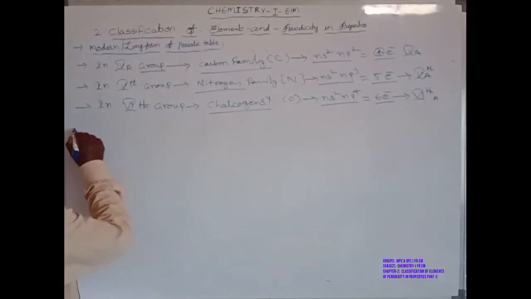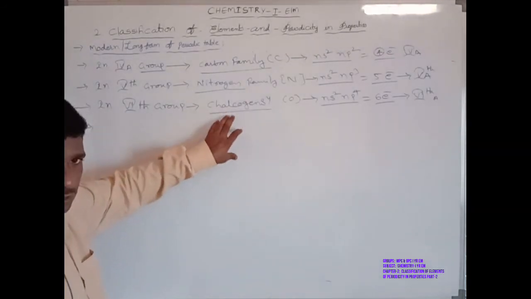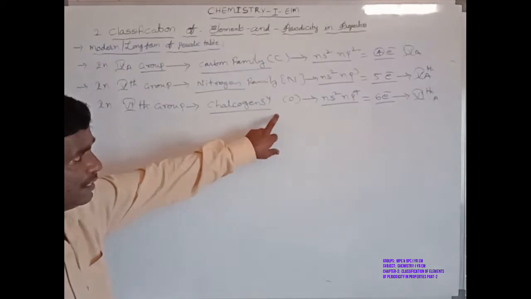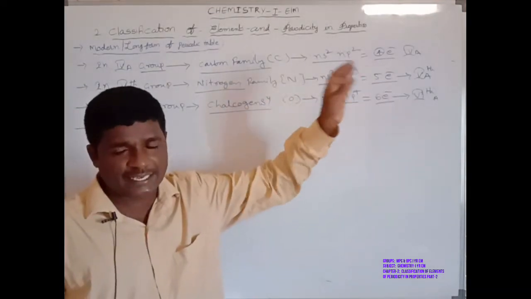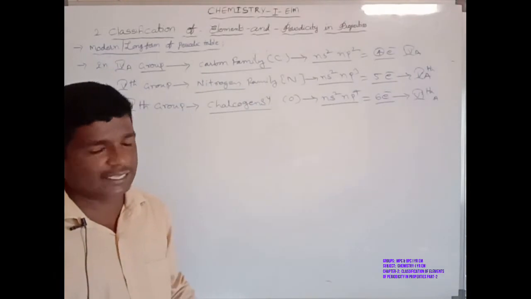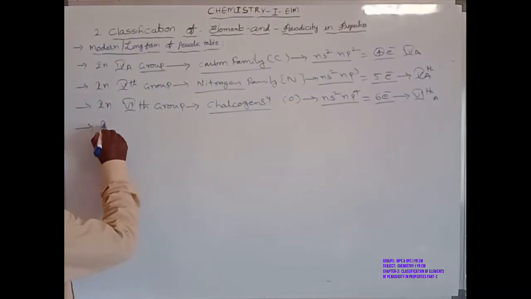Remaining another one: the sixth group elements are also called chalcogens or the oxygen family. The outermost shell consists of only 6 electrons, so it is also called the 6A group elements.